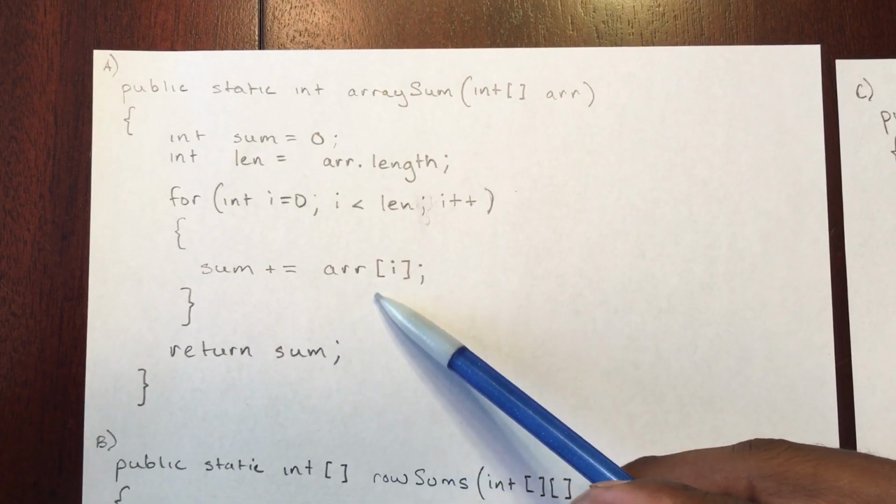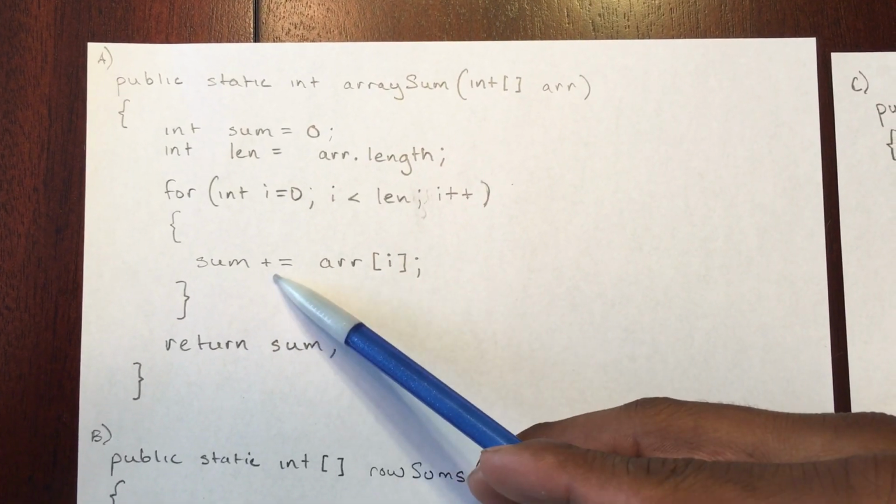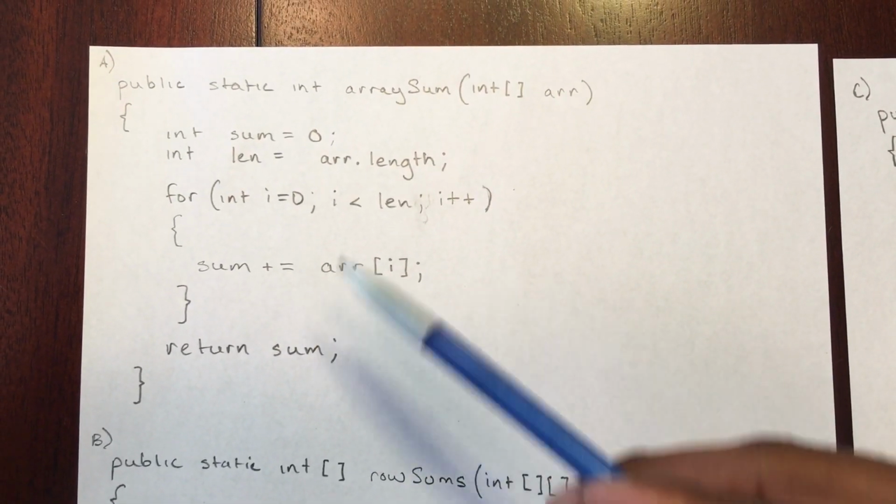Each time we add the value at index i to the sum, and once it's finished we return the sum.